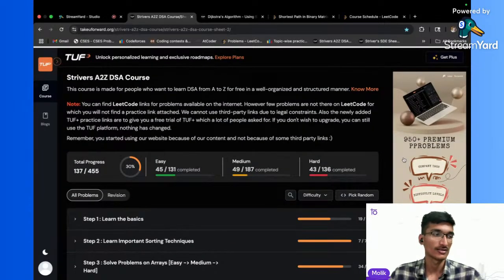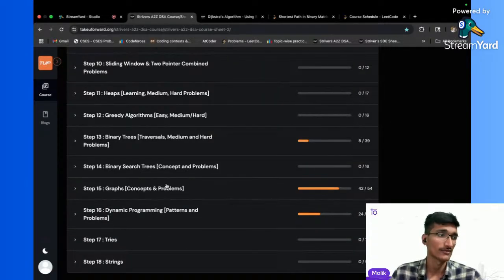You can solve these two sections, dynamic programming and graphs. They will be really easy. And after doing graphs, you can also try doing some problems of trees.